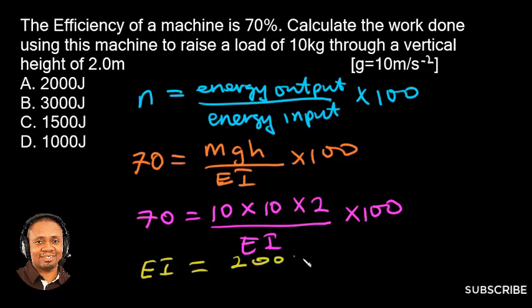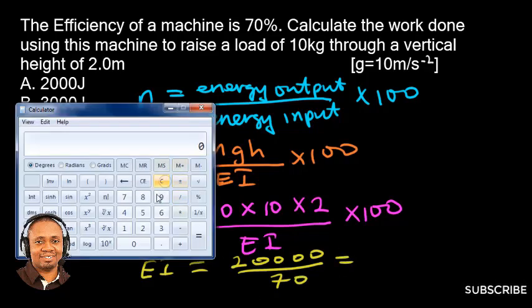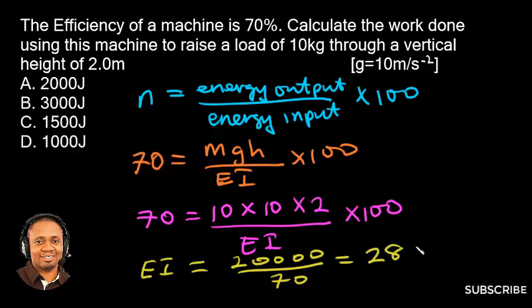So it is 20,000 to be divided by 70, and let us quickly use a calculator to do that. So if we have 20,000 divided by 70, we have 285.71 joules. That is the energy input. So if we check the answer, there is no appropriate answer in the given options, but this is the correct answer.